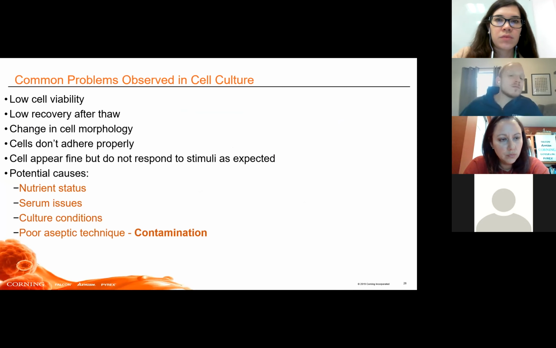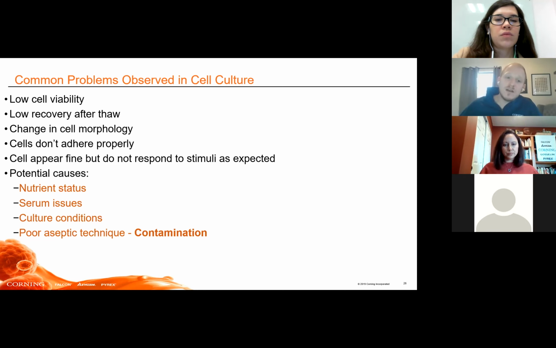Some common problems that are observed in cell culture may or may not be due to contamination, but oftentimes a contamination presents itself as one of these observations. These include low cell viability, low recovery of your cells after thaw, a change in cell morphology that you haven't seen before, cells that are not adhering properly to the tissue culture vessel, or cells that appear fine but do not respond to stimuli as expected, or don't have the expected biology or results that you may have expected in your experiment.